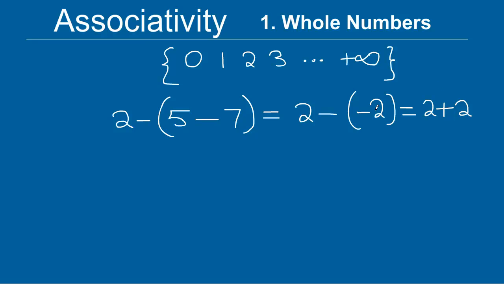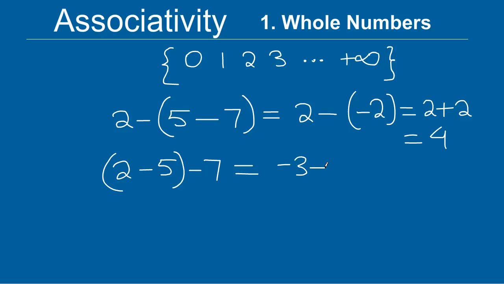Let's see if this is correct. So we will have here 5 minus 7, this is minus 2, and we have a minus outside. So this will be equal to 4. Right? Now let's find out 2 minus 5. We will do this first, minus 7. Let's see what we get. So here we will have 2 minus 5 is minus 3. Minus 3 minus 7, this will be minus 10. Are these two values equal?